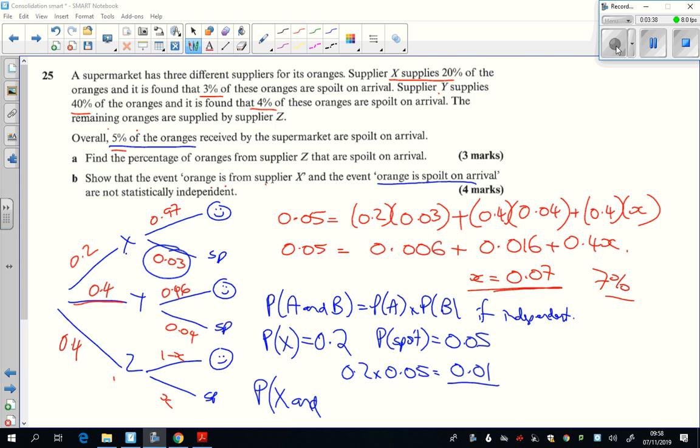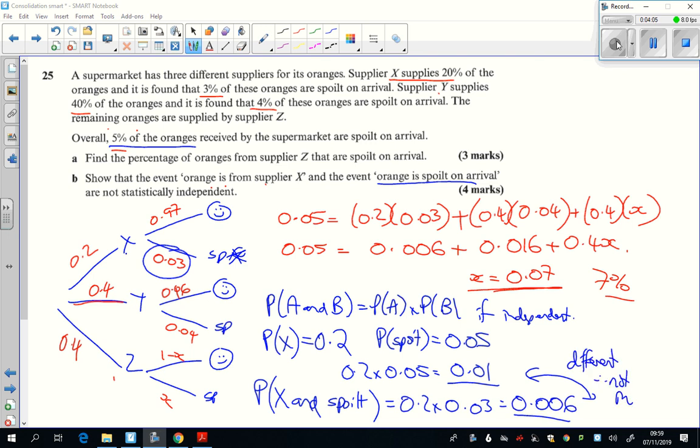But we've already been told what the probability of X and spoilt is, well, that's these ones here, isn't it? It's these ones here, is 0.2 times 0.03 is 0.006. So these two things are different, therefore they are not independent. Getting a bit of a scribble down there. But you've got the idea there, haven't we? This is the rule we're using, and there's just the working for it.